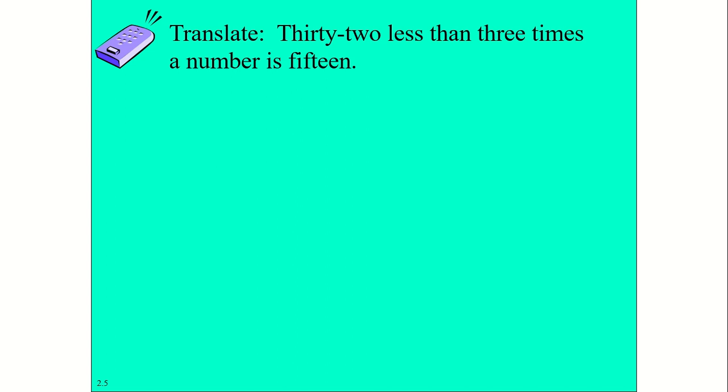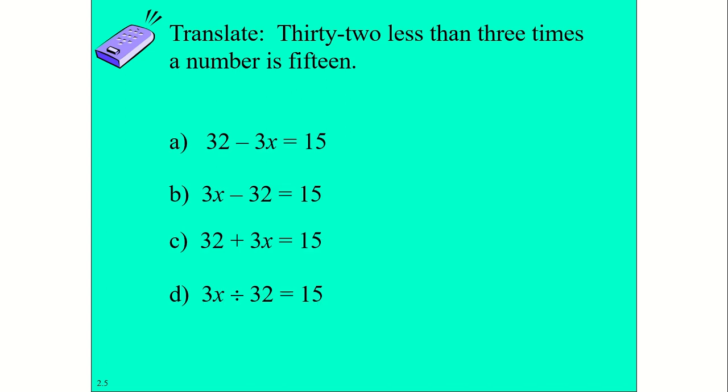Let's translate. 32 less than 3 times a number is 15. Is it A, B, C, or D? Again, our key term is less than, so the second term will be the first one to be written. So the final answer here is letter B.